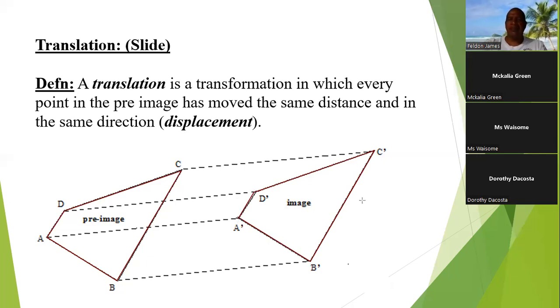Now the image and its pre-image are identical in size and in shape. And you notice that the orientation does not change the uprightness of the image. It doesn't tilt on any angle, but it remains the same angle as it was when you slide it. So in other words, we are saying that the orientation of the image remains the same. There's no turning or flipping or rotating of it. It's just a slide. So it maintains the orientation.